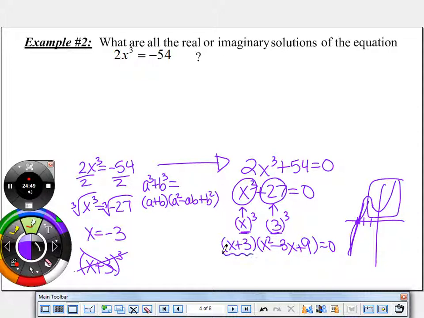So this factor, you set it equal to 0, and what do you get? Negative 3. Not surprising, because we already knew if we solved it the other way, we would get negative 3 as a 0.